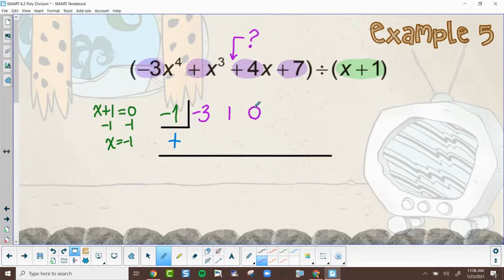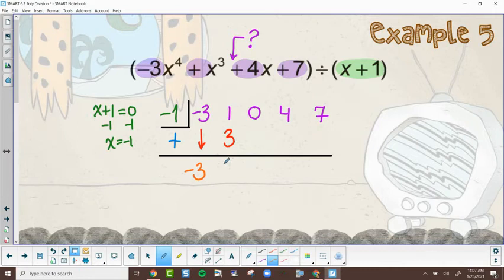So just like when you did matrices, you're going to put a placeholder, a 0. There's no x squareds. Then there's a positive 4x and a 7. Okay, same thing like before. Always drop the first one. So here's negative 3 and multiply. Negative 3 times negative 1 is positive 3, and add.